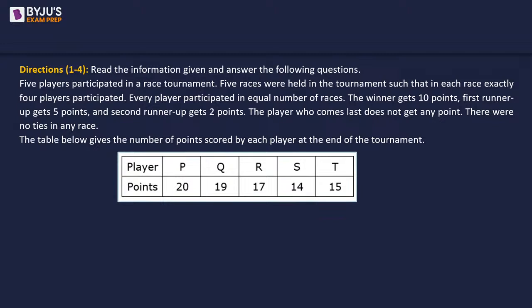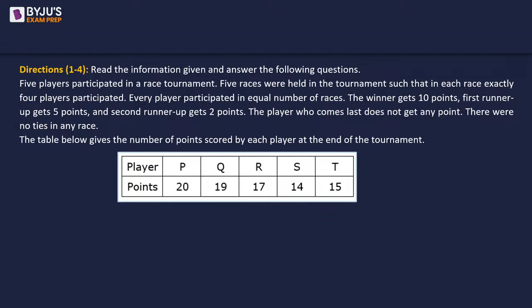So 5 players participated in a race tournament. 5 races were held in the tournament such that in each race exactly 4 players participated. Every player participated in equal number of races. The winner gets 10 points. First runner-up gets 5 points. The second runner-up gets 2 points. The player who comes last does not get any point. There were no ties in any race. And the table given below shows the number of points scored by each player at the end of the tournament.